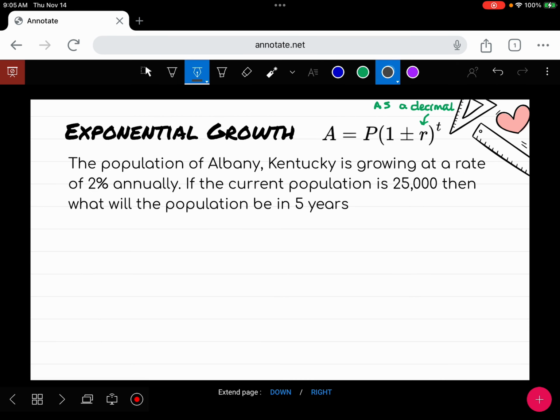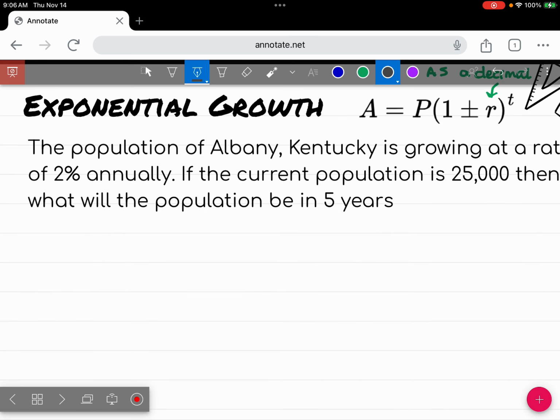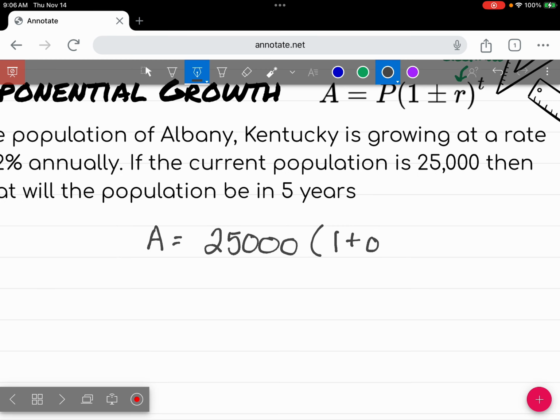So when we're putting this equation together for this story, we've got the population of Albany, Kentucky is growing at a rate of 2% each year. That's what annually means. And if the current population is 25,000 people, what's the population going to be in 5 years? How are we going to build this equation? 25,000 times 1 plus 0.02 to the power of 5. So we're going to have our 1, and then since our population is growing, we're going to add our 2%, which is 0.02 to the power of 5.